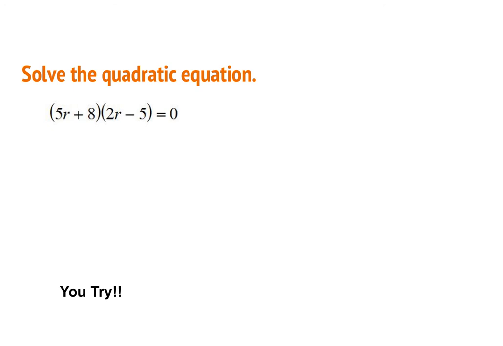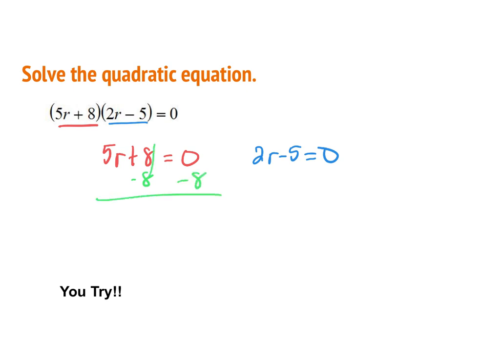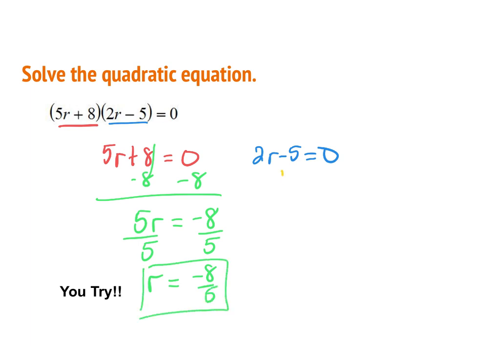So step 1, set each factor equal to 0. And then solve the two equations independently. So in this case, minus 8 goes first, so we're left with 5r equals negative 8. Divide by 5, so r is equal to negative 8 over 5 is one solution. Here we're going to add 5, so we're left with 2r equals positive 5. Divide by 2, so r is equal to 5 over 2.